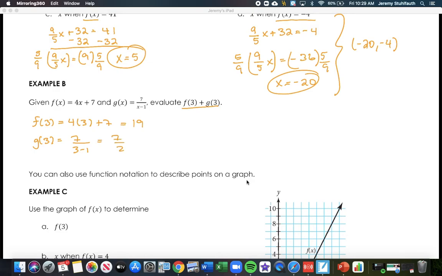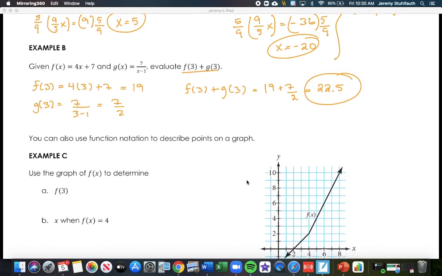So if we add that, we would have f(3) + g(3) is equal to 19 plus 7 over 2, which is just equal to, that's 3.5, so 22.5. Alright.